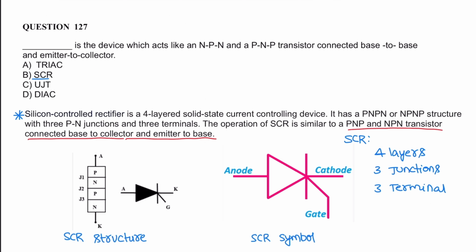Correct answer is B. That is silicon controlled rectifier. It can act like a NPN and PNP transistor connected base to collector and emitter to base.